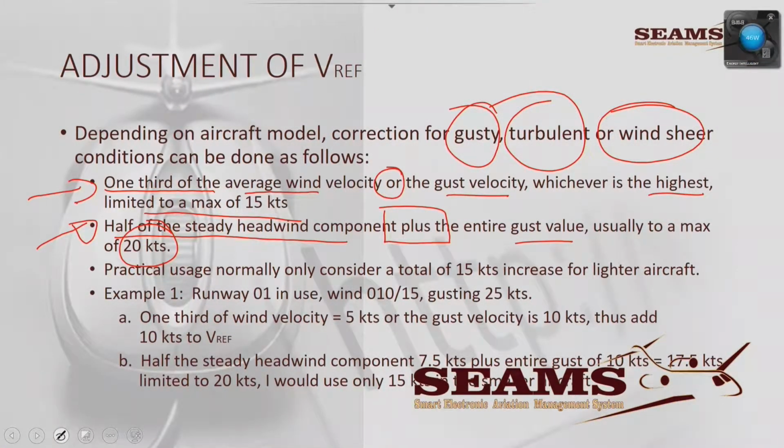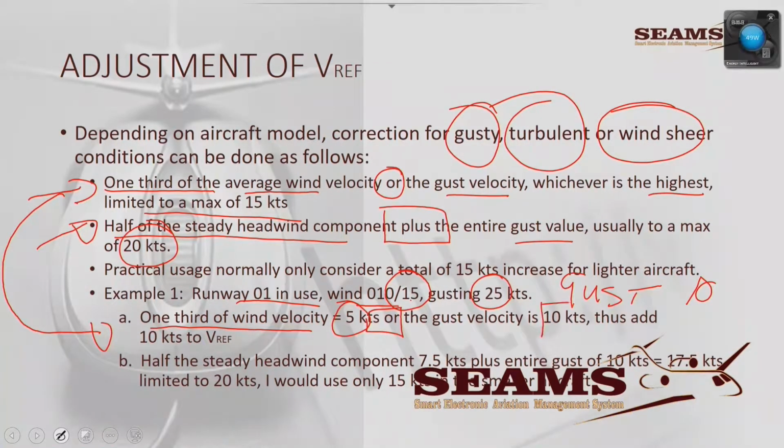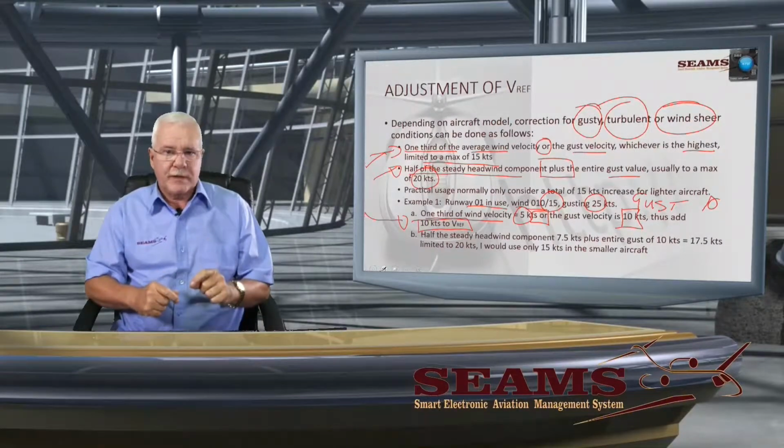Practical usage, runway, let's say runway 01 is in use. The wind is 010, in other words, the total headwind. And it's 15 knots, gusting 25. So the gust is 10 knots. So according to the first one, it says 1/3 of the velocity, which is 5. And then it says or, the gust, which is 10. So in this case, we have to take 10. So we'll then add 10 knots to the VREF.